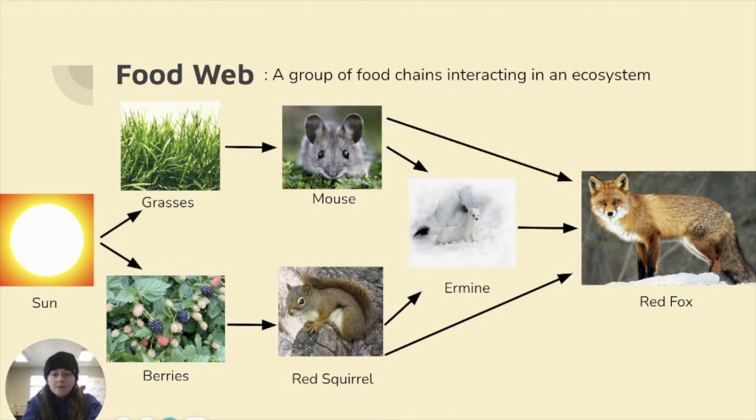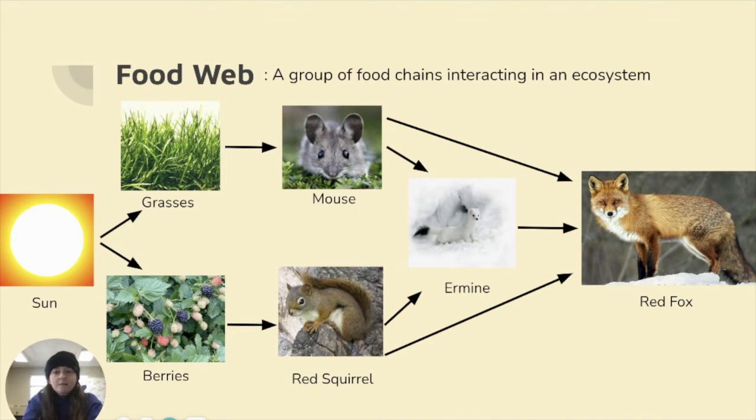And mice and squirrels are both eaten by the ermine, which, as we talked about in the fur lesson, might not only just eat these animals, but might steal their homes as well. And the ermine is another example of a consumer. And finally, our top predator in this food web is the red fox. And the red fox will eat the ermine, mice, and squirrels. So it's our predator in this food web.